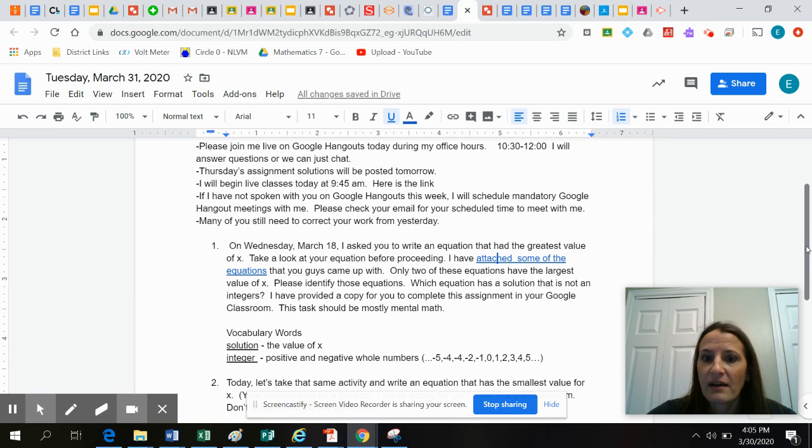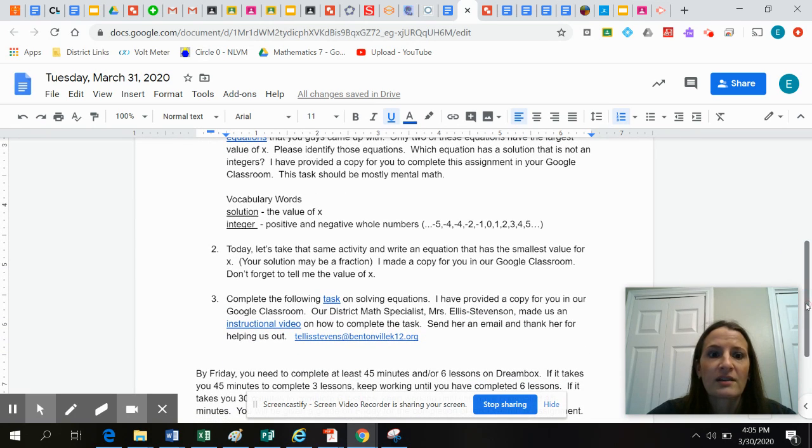All right, I have a few vocabulary words that you need to look at. Solution. Someone asked me what solution meant, and I've talked a lot about solution. It's just the value of x. And we've talked about integers. Integers are positive and negative whole numbers, and I've given you guys some examples of those integers.